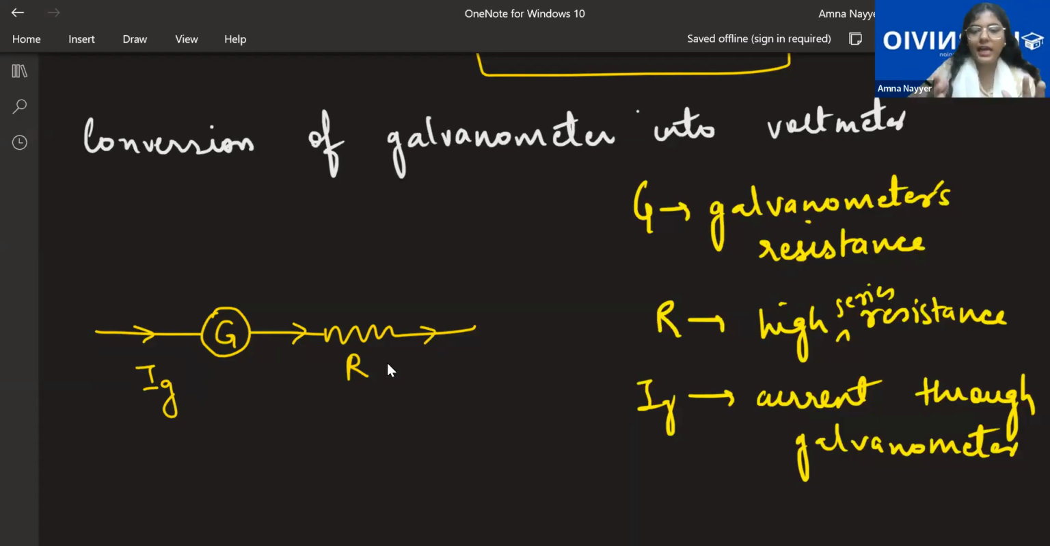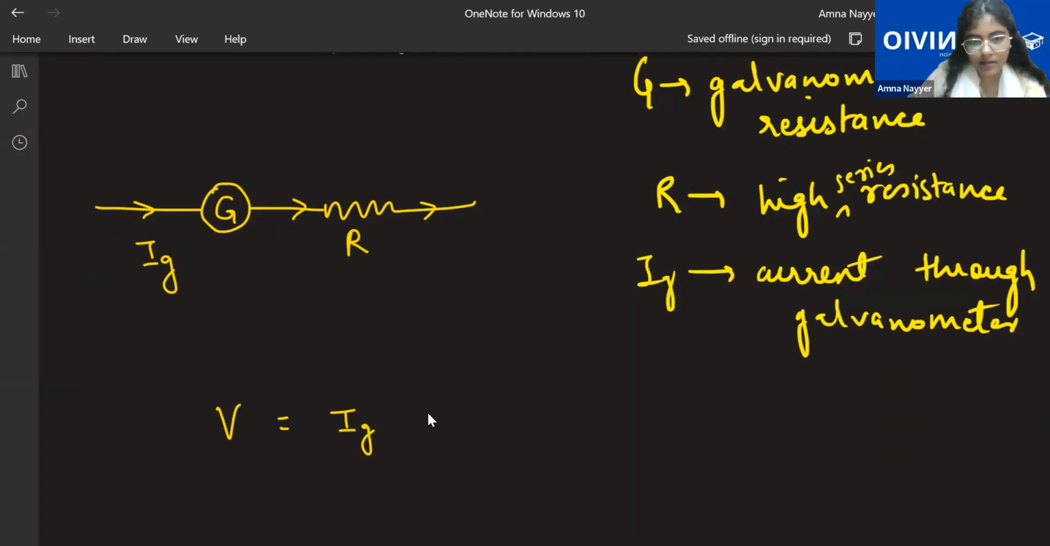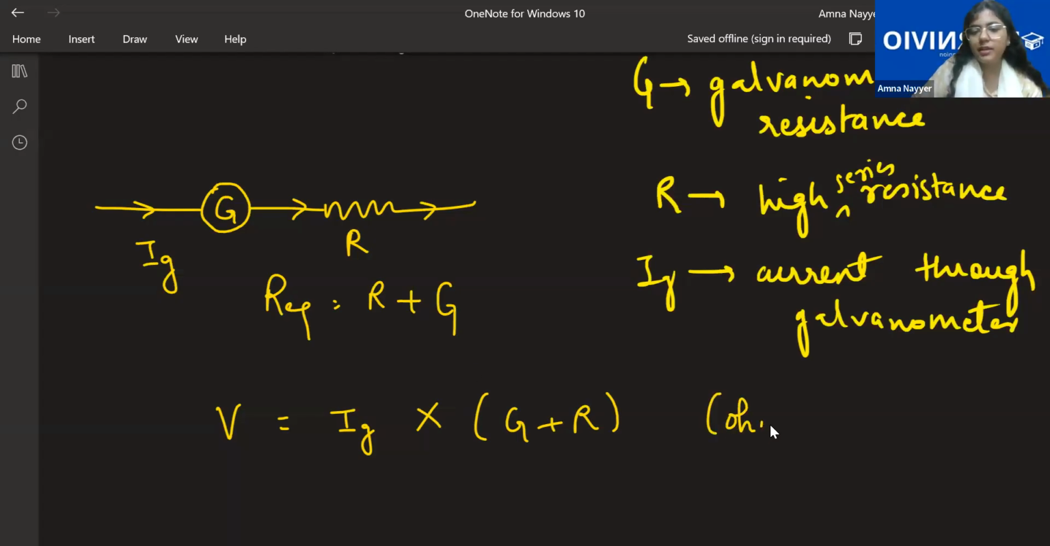Now you tell me, you apply and tell me what will be the voltage. It's IG into G, and what about R? G plus R. Very good. They're in series, so the equivalent will be R plus G. And using your Ohm's law, we are just applying the Ohm's law. Correct? So V is equal to Ig into G plus R.